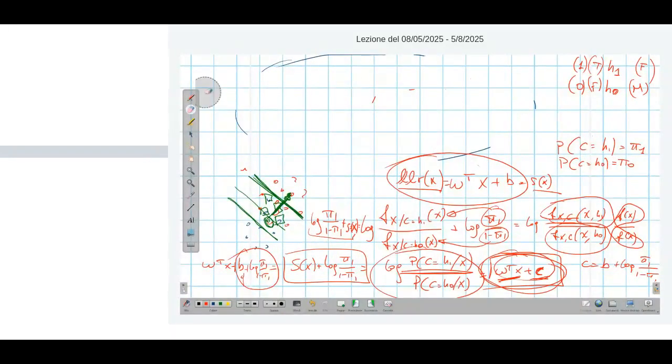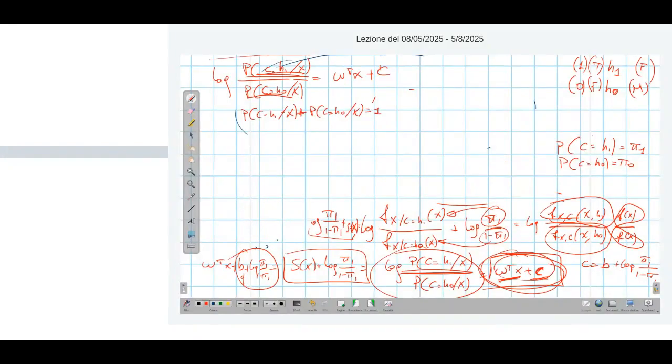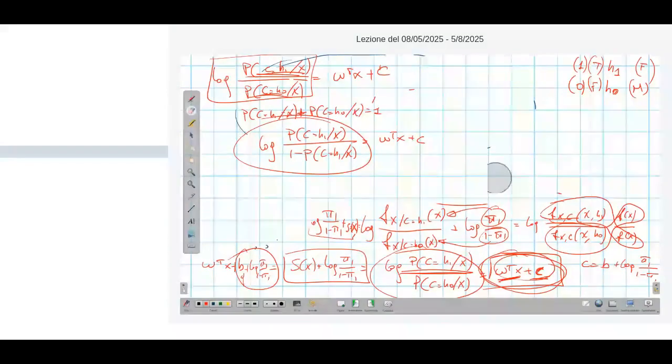Why? Well, essentially now we solve this expression in terms of the class posteriors for H1 and the class posterior for H2. It's true that we have two terms, but we also know that they are related. So these two should sum up to 1. So what we can actually write is that this expression here is actually the logarithm of the class posterior for class 1 divided by 1 minus the class posterior for class 1, and it is a linear function. And now we can solve this for the class posterior for class 1, and then the class posterior for class 0 will be automatically obtained.